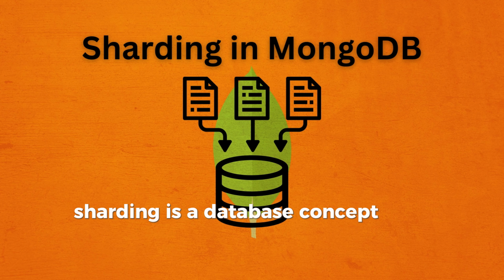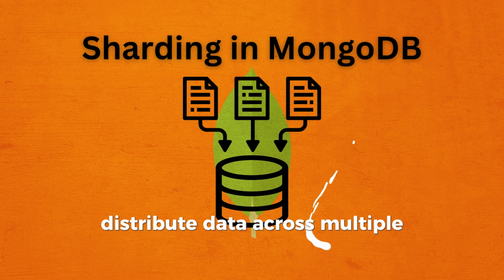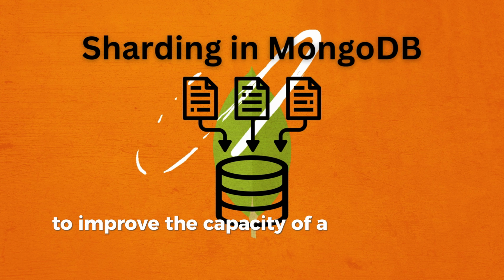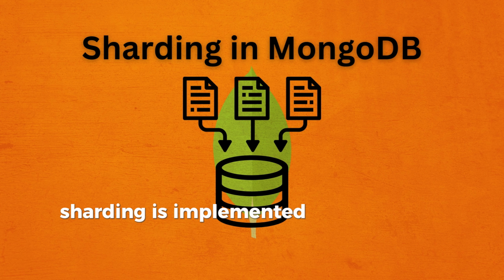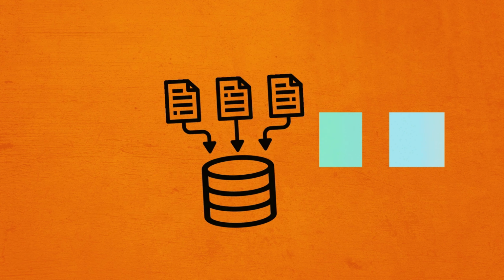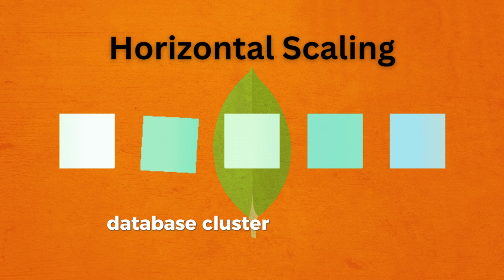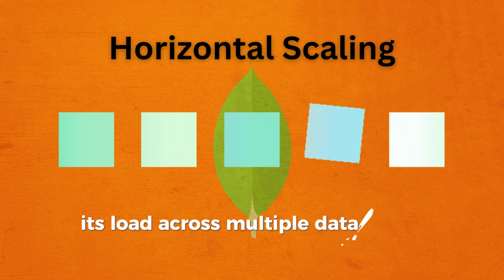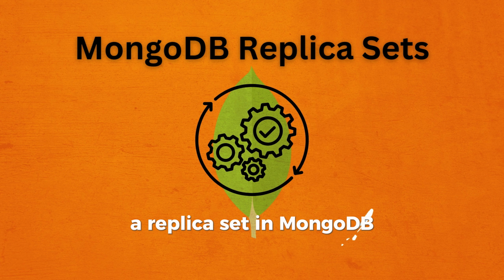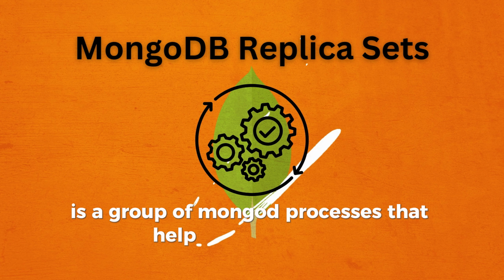Sharding is a database concept that helps distribute data across multiple physical servers to improve the capacity of a given server. In MongoDB, sharding is implemented as horizontal scaling. Horizontal scaling, or scaling out, is a method of adding additional nodes to the database cluster to distribute its load across multiple data nodes.